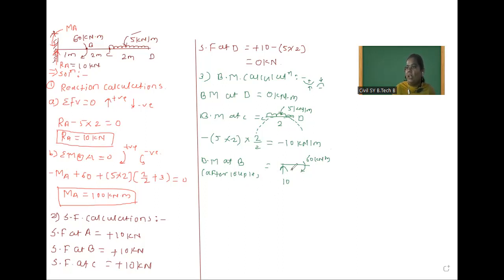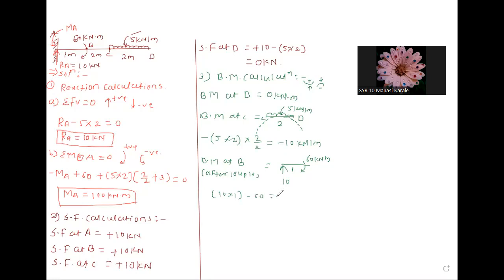So you tell me how to calculate the moment here. Yes, 10. This 10 pushes upward, so 10 into 1. After that, this, yes, minus 60. 60, which is equal to minus 50 kilonewton meter.